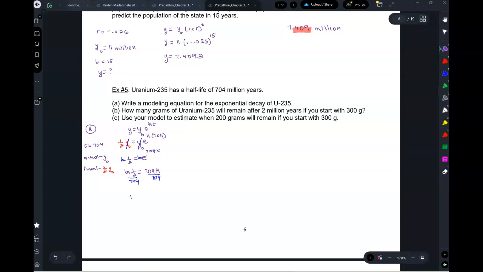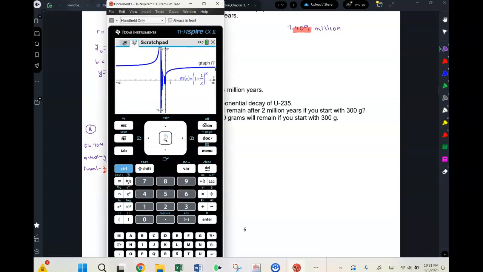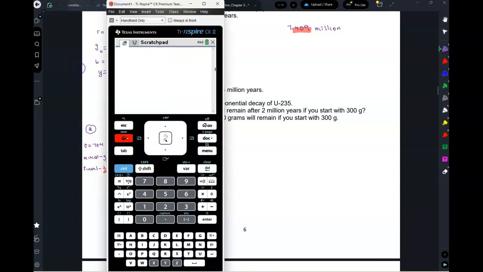So k is ln of a half over 704. And that's exactly how I'm going to plug that into my calculator. Remember, we're not going to round as much. Ln of a half over 704. Okay, so this is what I get.